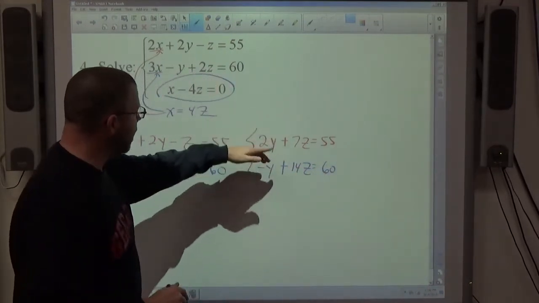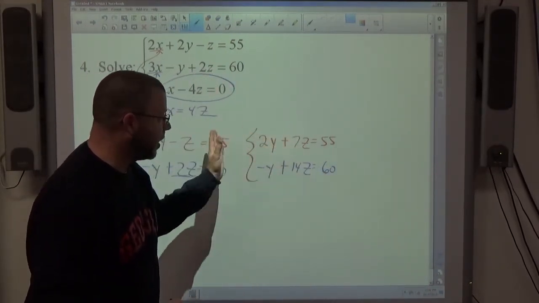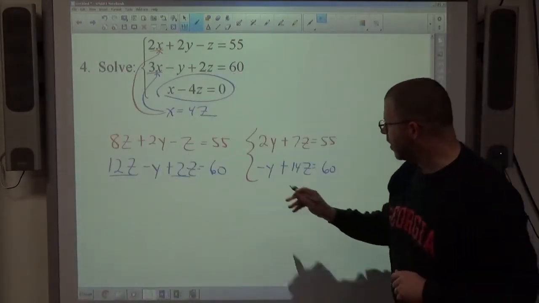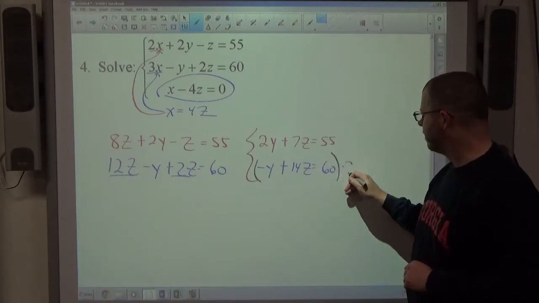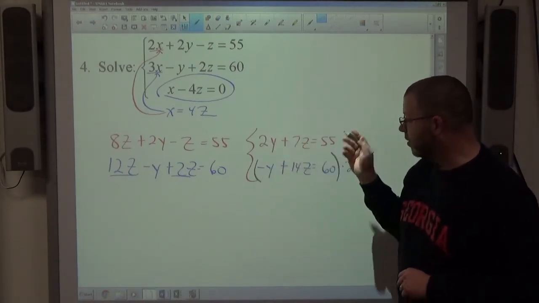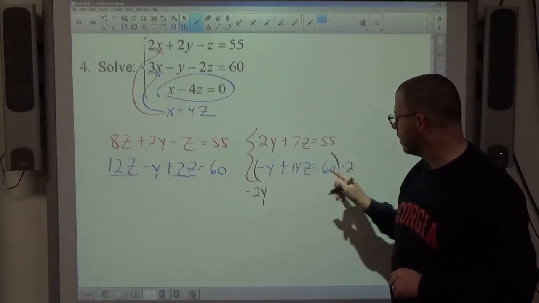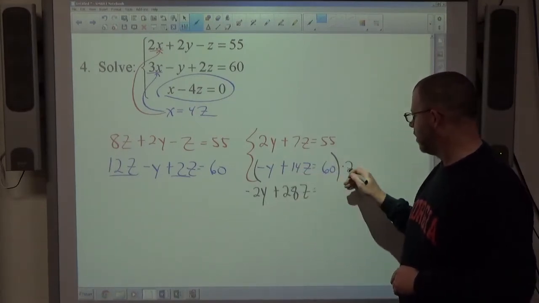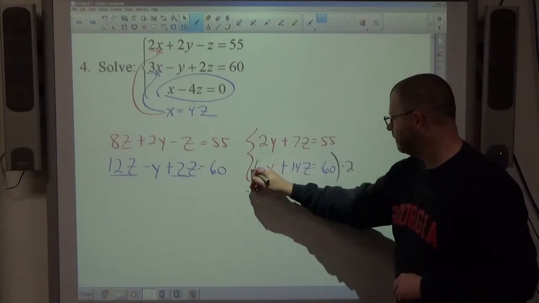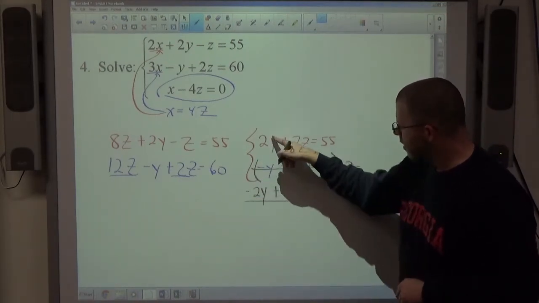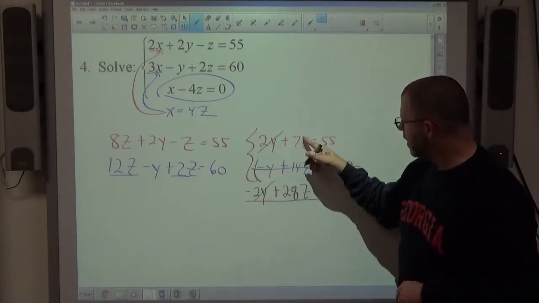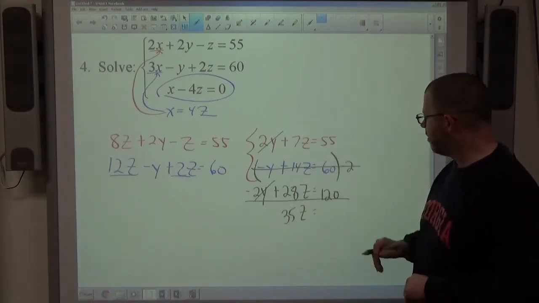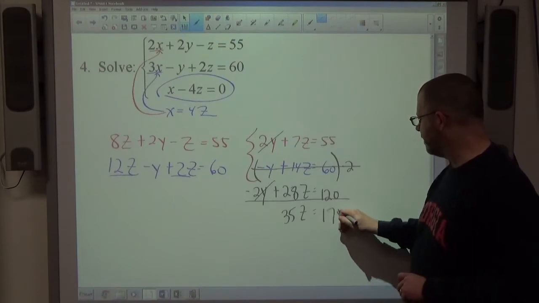So now my system of equations has just y and z in it, so I can eliminate, substitute as normal. This time elimination looks much more friendly. I'm going to double this equation. Negative 2y, positive 2y will cancel, so negative 2y plus 28z is equal to 120. 2y minus 2y cancels. 7z plus 28z is 35z. 55 plus 120 is 175.